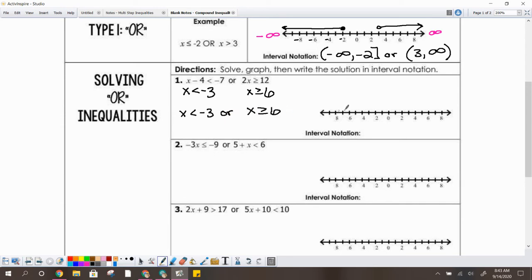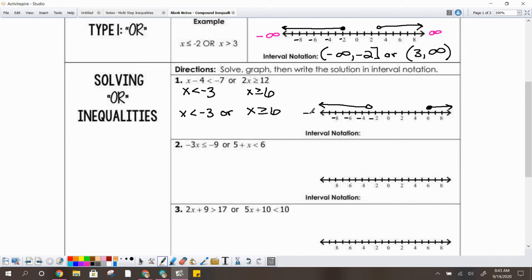So I'm going to go ahead and graph that. I've got my -3, so I need an open circle on -3. It's not eating the variable, so we're going to the left. And then we have x is greater than or equal to 6. So we have a closed circle on 6, because we are including 6. Then we shade to the right because it is eating that variable.